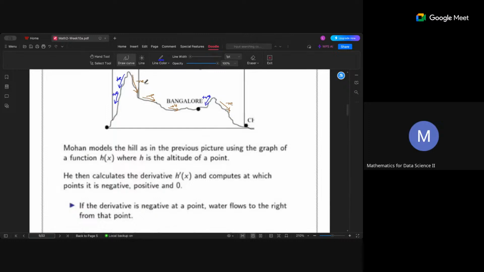But when the slope is negative, it is going to flow towards right. And when the slope is positive, it is going to flow to the left side. That is what you should understand for this problem. Is that clear? Yes, ma'am.